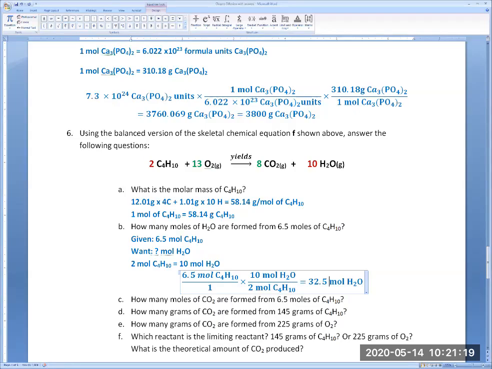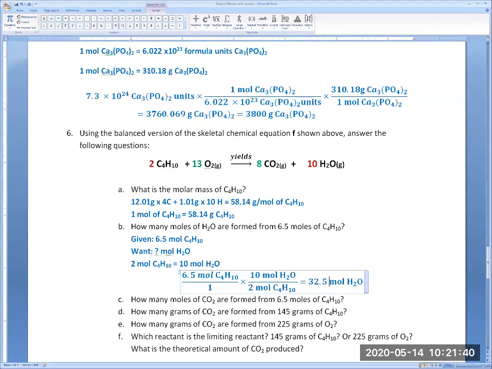So does it make sense? The proportions are from 2 moles of C4H10, you get 10 moles of water, which is like 5 times more moles. So here 6.5, about 5 times more. So 6 times 5 is 30. So yes, this makes sense, right?